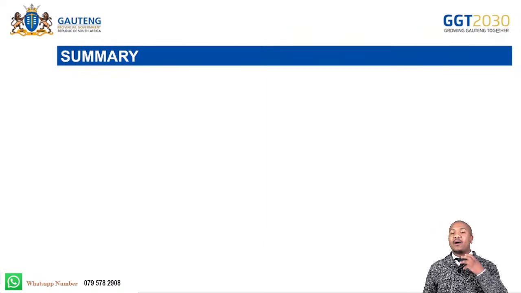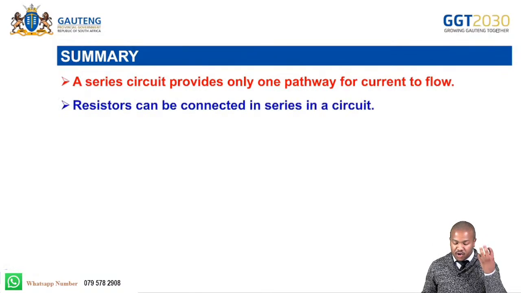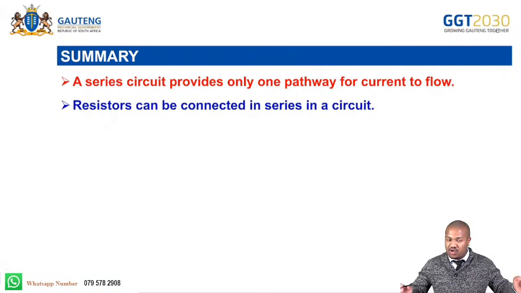Today we're talking about series circuits, right? And we said that a series circuit provides only one pathway for the current to flow. As it provides one pathway for the current to flow, it means that when you remove one component from the circuit, the whole circuit is broken and it's not going to work, because the electricity cannot pass through to the other side.